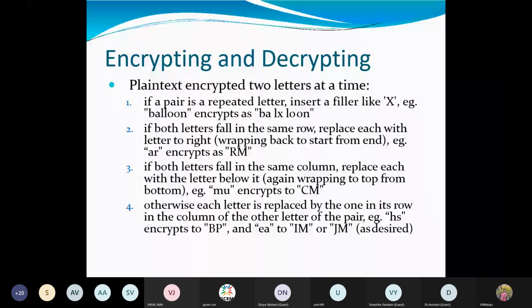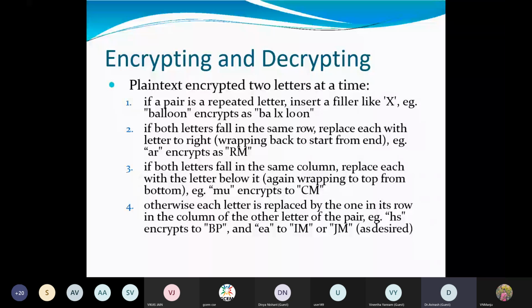So any repeated letter, for example in balloon we have two repeated letters, that is L. Then after that there is again a repeated letter, OO, but the first letter, that is L, is treated as the repeated letter. That is the reason we have put LX, and then after that there is LO.